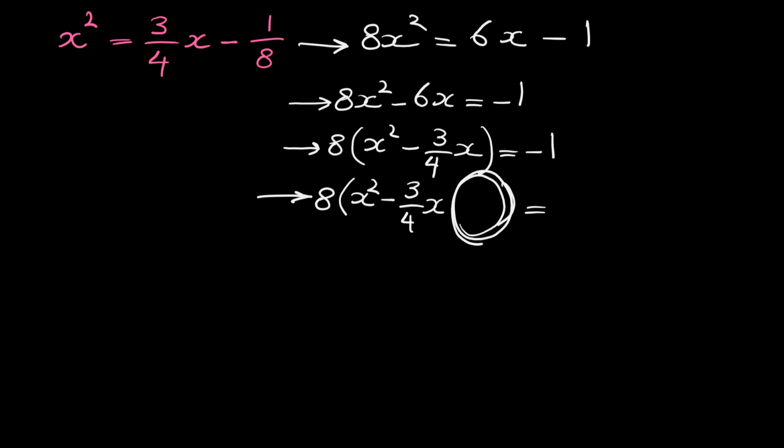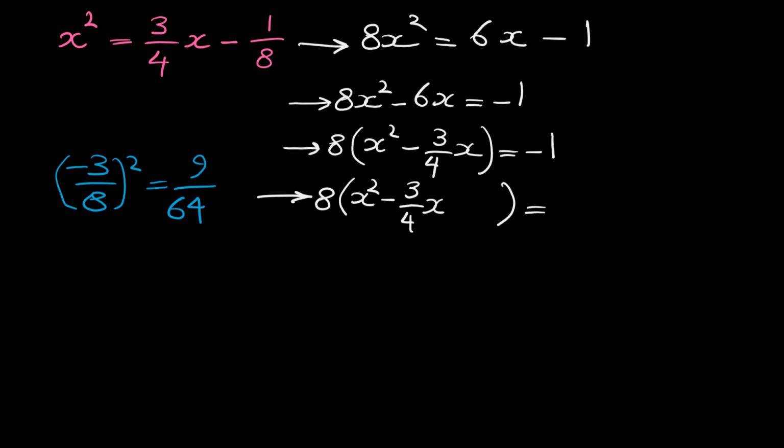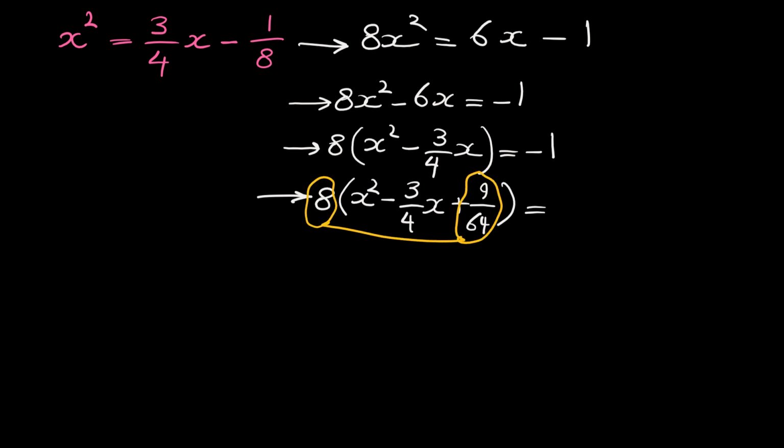But we have to square that number. So we have to square negative 3 over 8. What is the square of that? 9 over 64. So we add 9 over 64 to the inside of the bracket. But is this the number that we have to add to the other side? 9 over 64? No, of course not, because we have 8 outside. Multiply 8 by this number, then add that to the right side. So to the right side, we have to add 8 times 9 over 64.